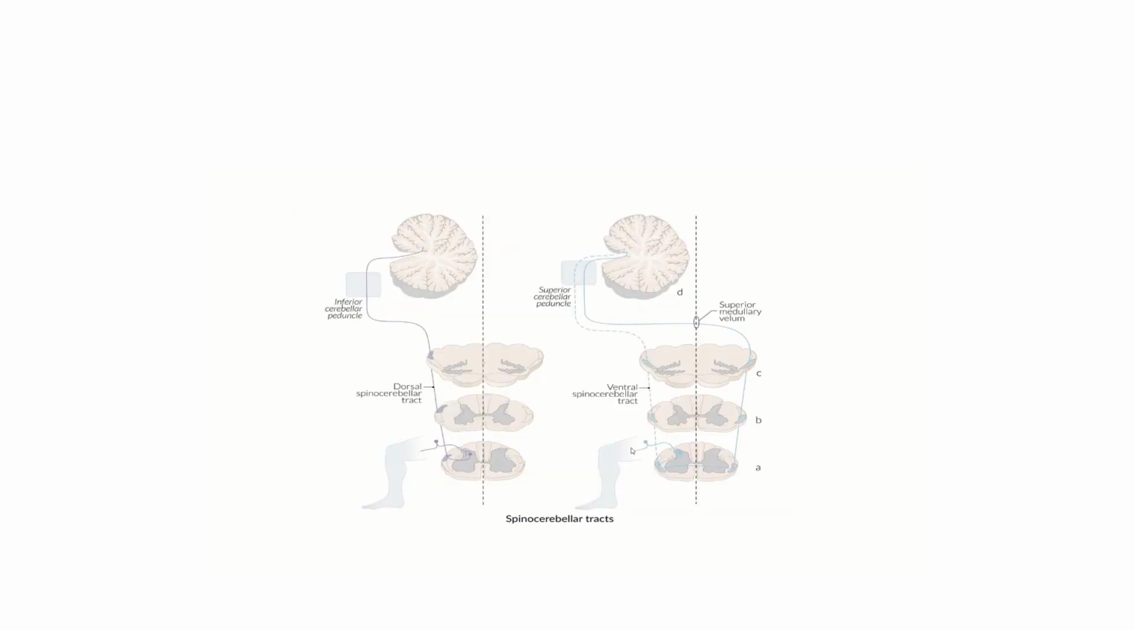You can see here, this is the anterior or ventral spinocerebellar tract. This is the first order neuron, terminating here. This is the second order neuron, which crosses to the opposite side and ascends, and after crossing the pons, it comes back to the same side. Then it enters the cerebellum through the superior cerebellar peduncle.